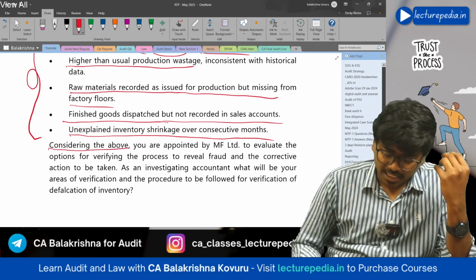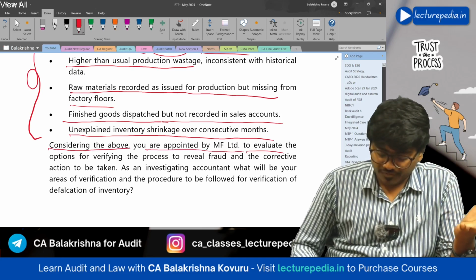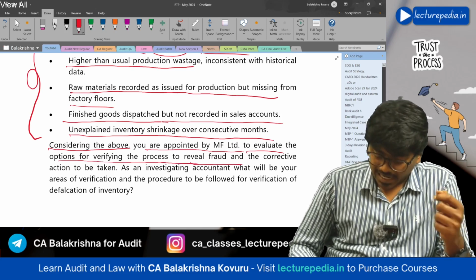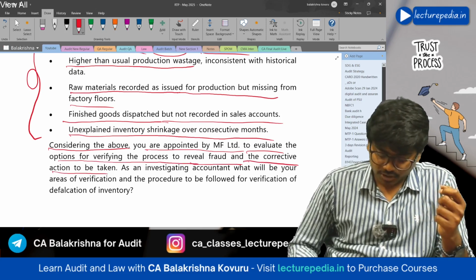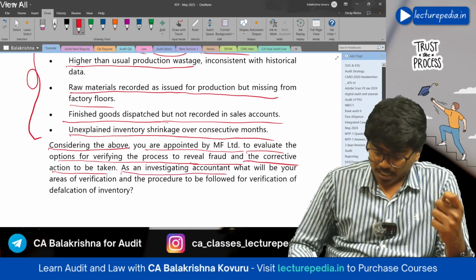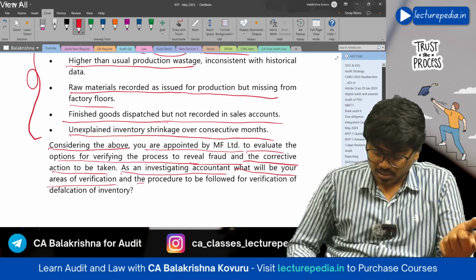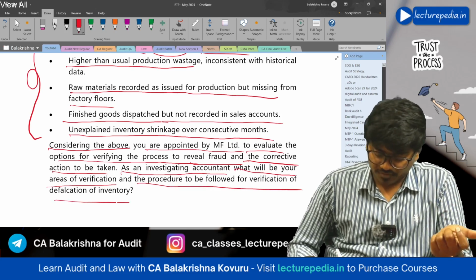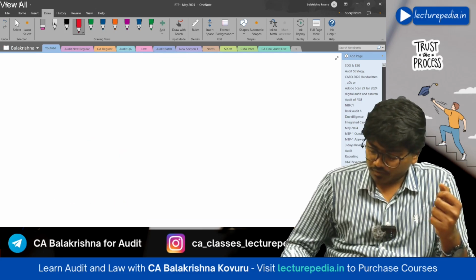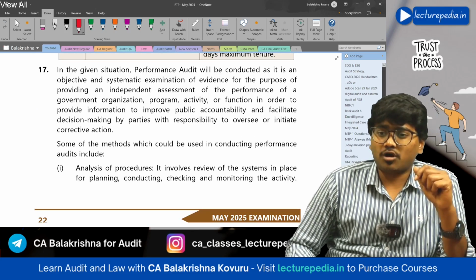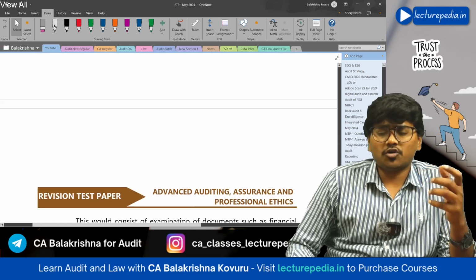Now, considering the above, you are appointed by EMF Limited to evaluate the options for verifying the process to reveal fraud and the corrective action to be taken. As an investigative accountant, what will be your areas of verification and procedures to be followed for verification of defalcation of inventories?